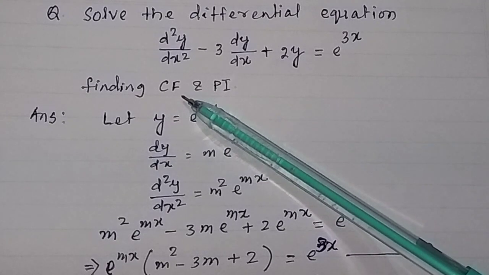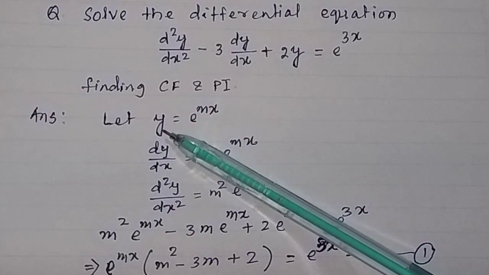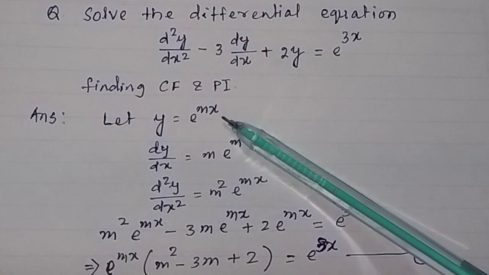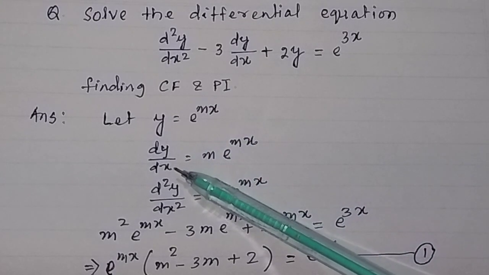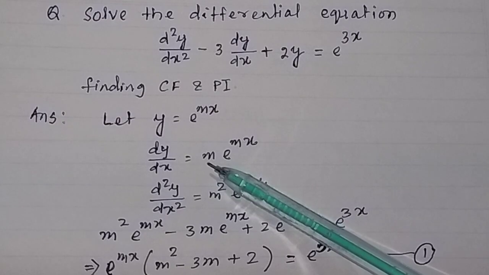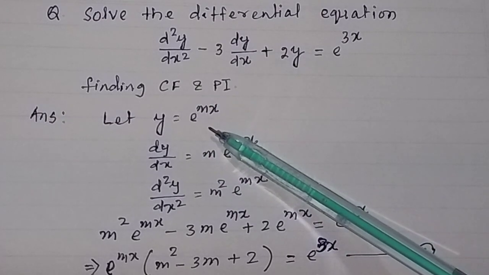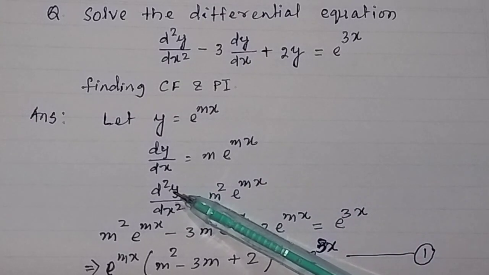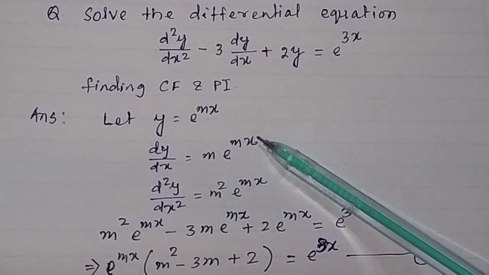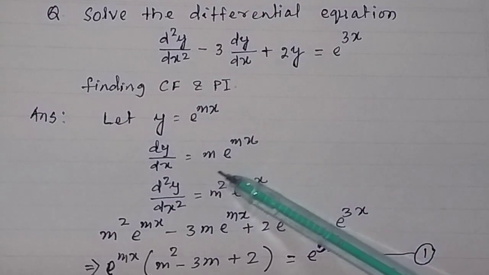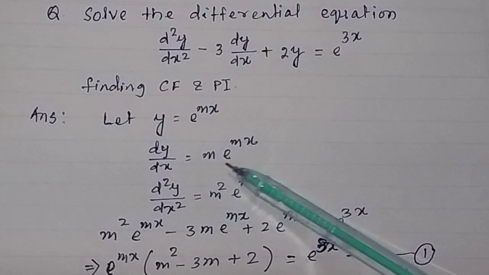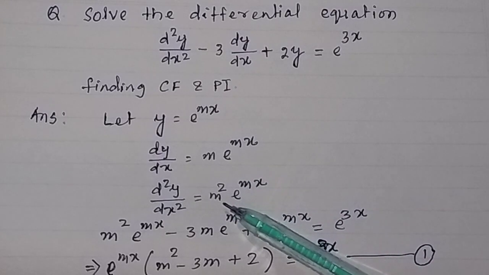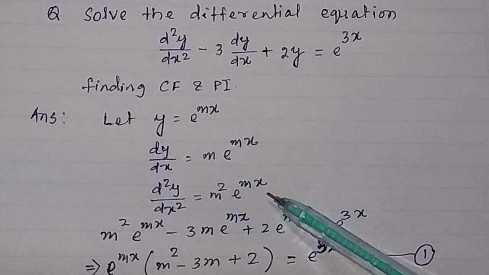To find the complementary function, let the solution of the differential equation be y equal to e to the power mx. So the first derivative of y with respect to x will be equal to the derivative of this exponential function, that is m times e to the power mx. Then the second derivative will be m square e to the power mx.